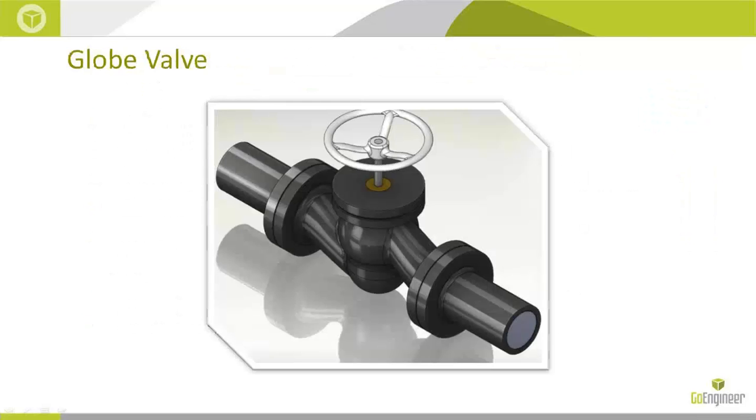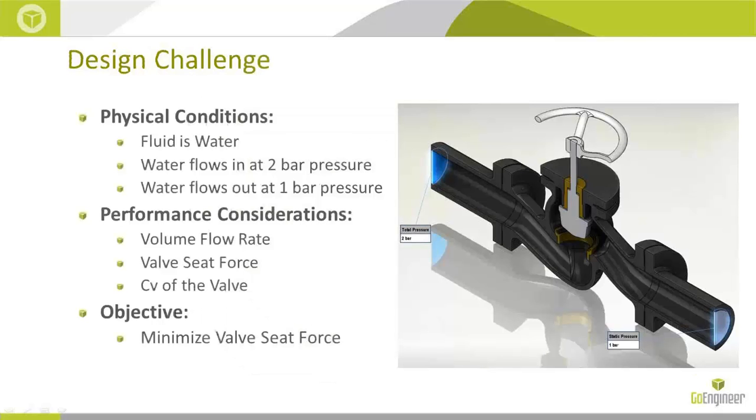The product we're going to be looking at is a globe valve. So we have our water on the truck. It needs to get out. So there's going to be a pressure drop across this valve. There's going to be a static pressure on one end of the fluid coming out, and we want to do some investigations to optimize our design.